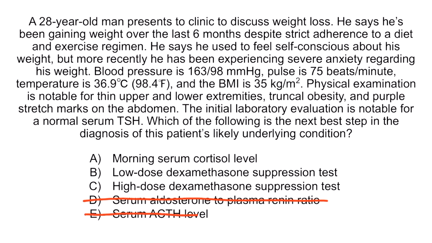Lastly, option E is incorrect because this test is used either as primary workup for primary adrenal insufficiency or to determine whether an already confirmed case of Cushing syndrome is ACTH dependent or ACTH independent. So again, the correct answer is option B, low-dose dexamethasone suppression test. And that concludes this section.